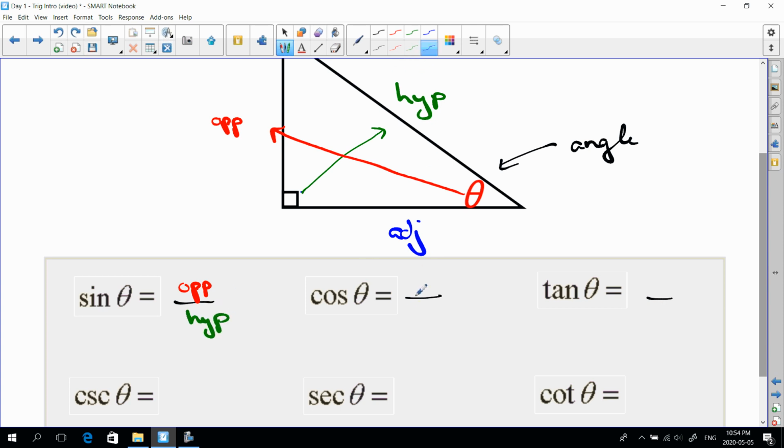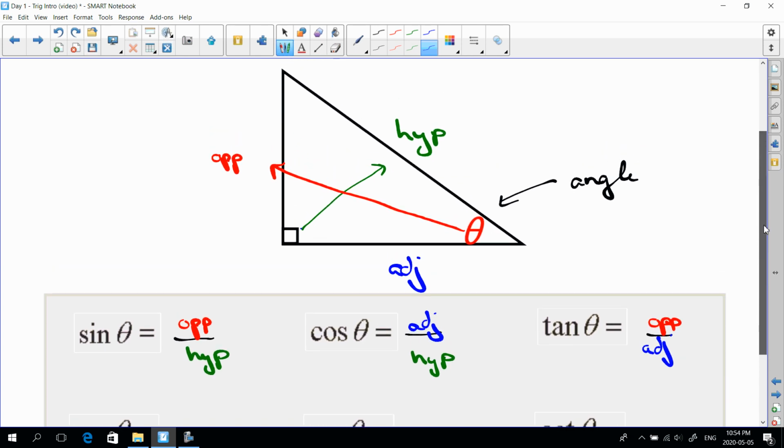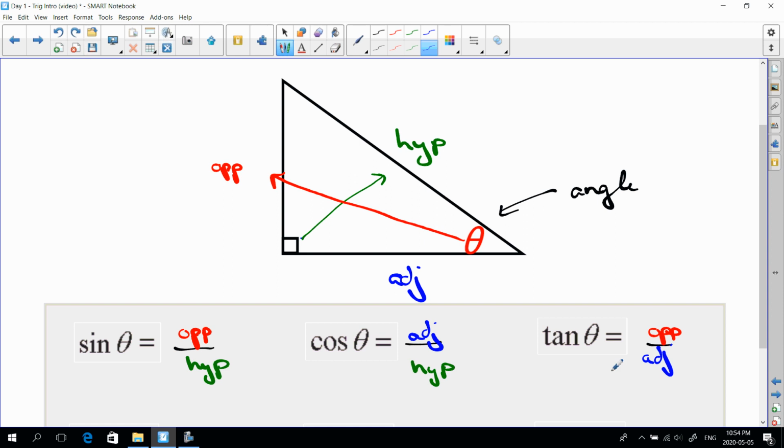Cosine theta is the adjacent over the hypotenuse, and tangent theta is the opposite side over the adjacent side. That's all stuff you learned previously, okay? Somewhere along the way, you should have focused on these trig ratios. I know we do it in grade 10 math for sure. I'm sure you did it in grade 11 math as well. But there's a little acronym for remembering these.